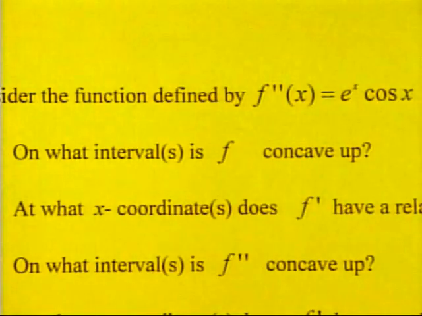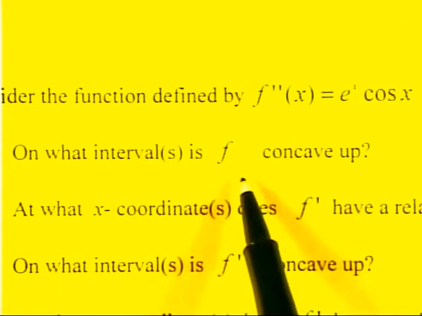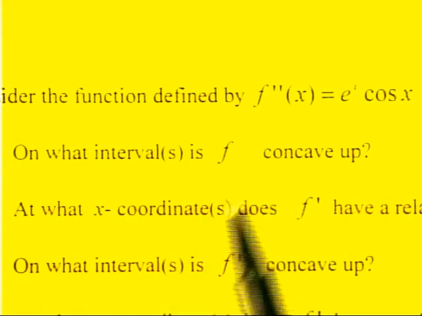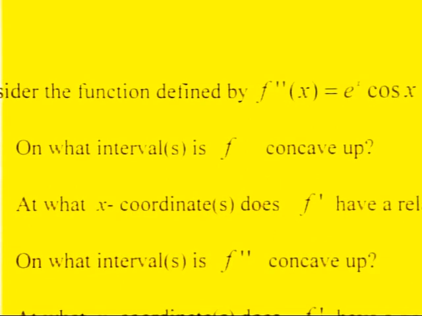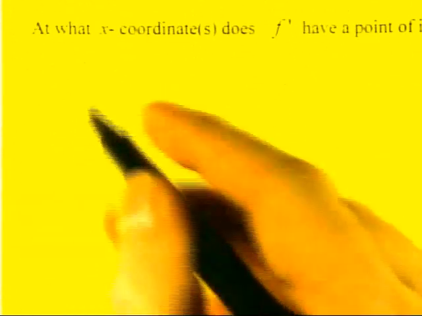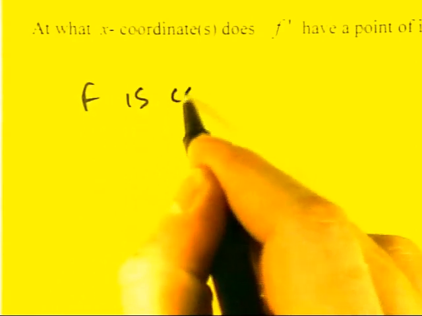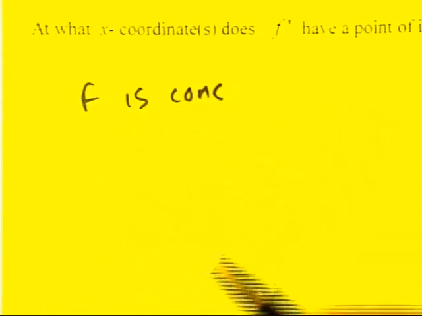Well, for greater than 0, it's going to be concave up. What's going to be greater than 0? If f is concave up, what's greater than 0? The second derivative. So that's what you'd write down. You'd write f is concave up. I'll just do it here.